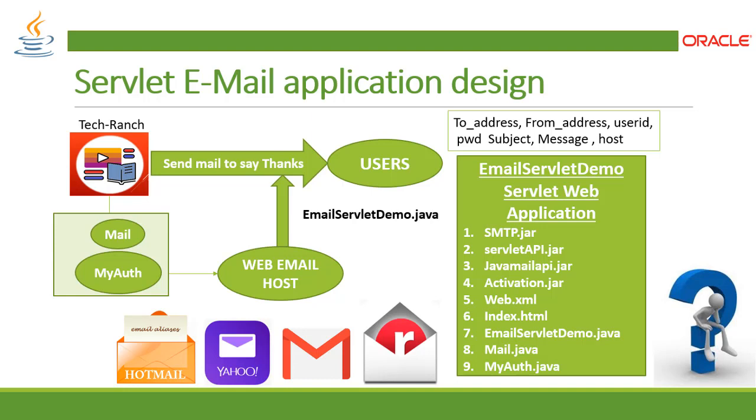Email servlet demo is just a pure servlet where we are going to write the code for the servlet. Index.html is the starting page. Web.xml is your servlet properties, the deployment descriptor. Activation jar, Java Mail API, Servlet API, and SMTP jar file are your external libraries. Out of these, the activation jar is for authorization. Java Mail API is the Java library to send an email, and Servlet API is for the servlet. And SMTP basically provides you the mail protocol.